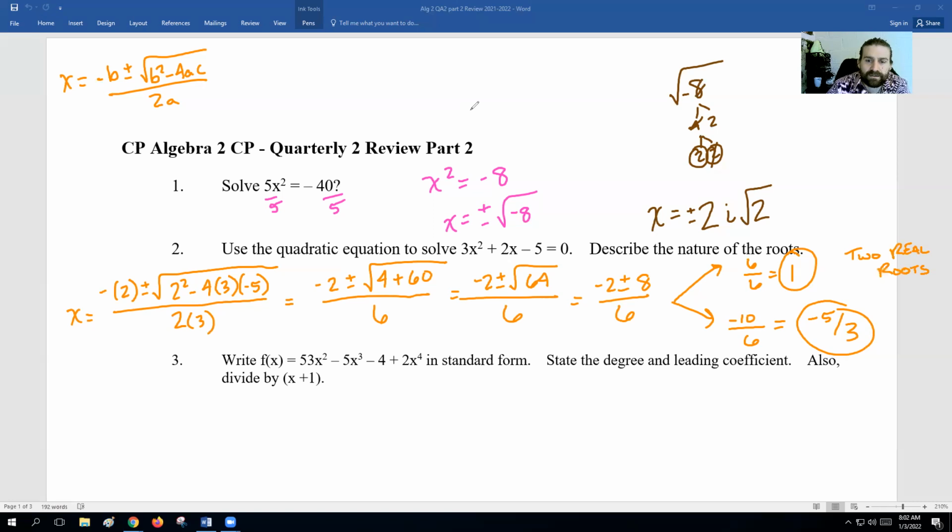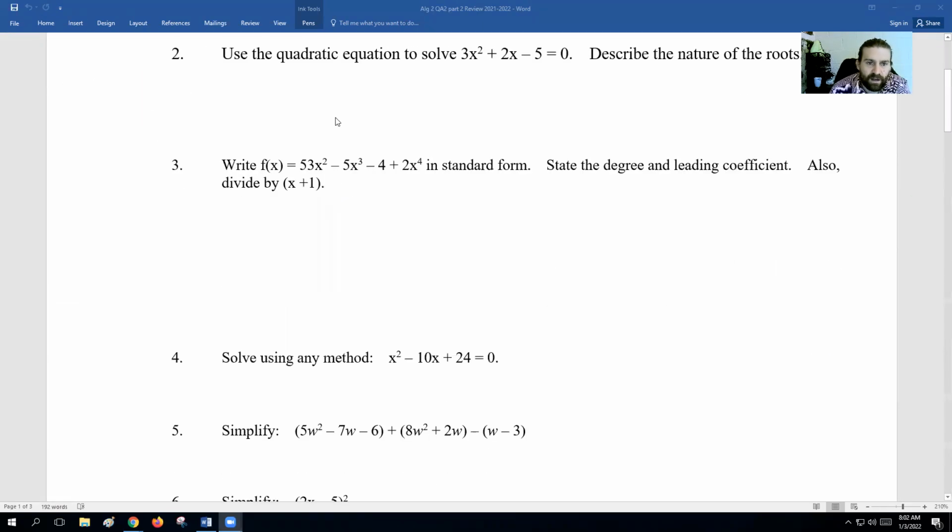All right, next, let's go ahead. I'm going to need a little bit of room here, so I'll clear this off. All right, write that equation in standard form. State the degree and leading coefficient, also divide by x plus 1.